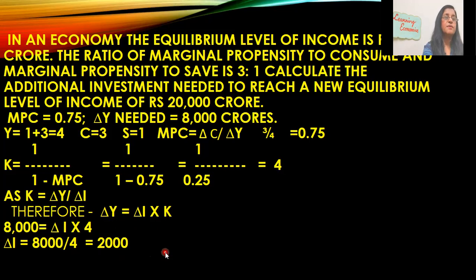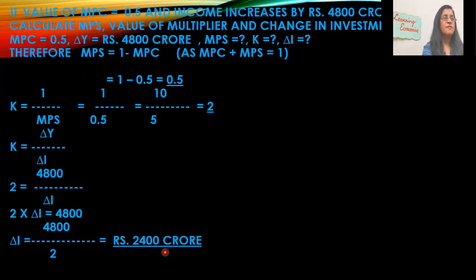This is the numerical. You can see it in the description section after the video also. Now see, there is another numerical also. You can see many types of numericals. If the value of MPC is equal to 0.5, he is saying that the value of MPC is equal to 0.5. Income increases by 4,800 crore.